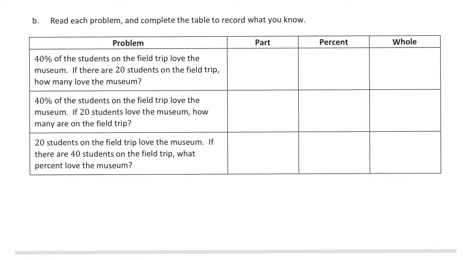Now we're moving on to B. Read each problem and complete the table to record what you know. This time we're not just finding the whole, but we're also finding the part and the percent. Let's read our first scenario.